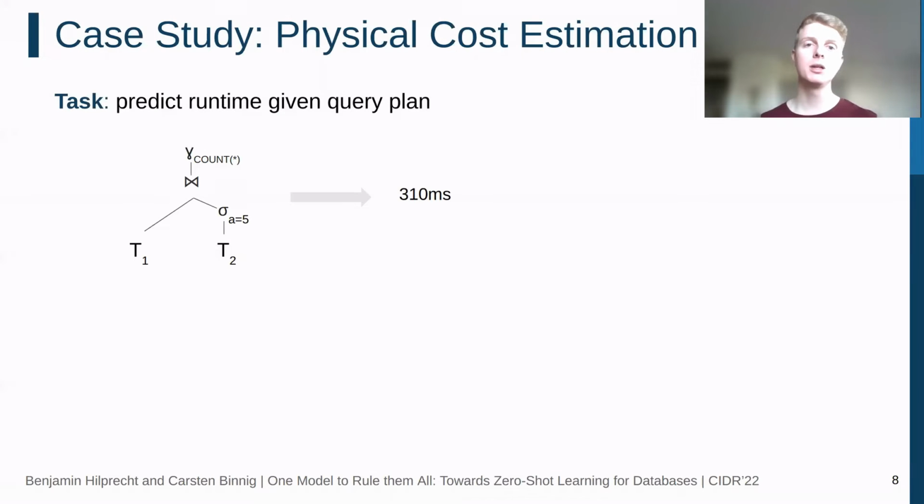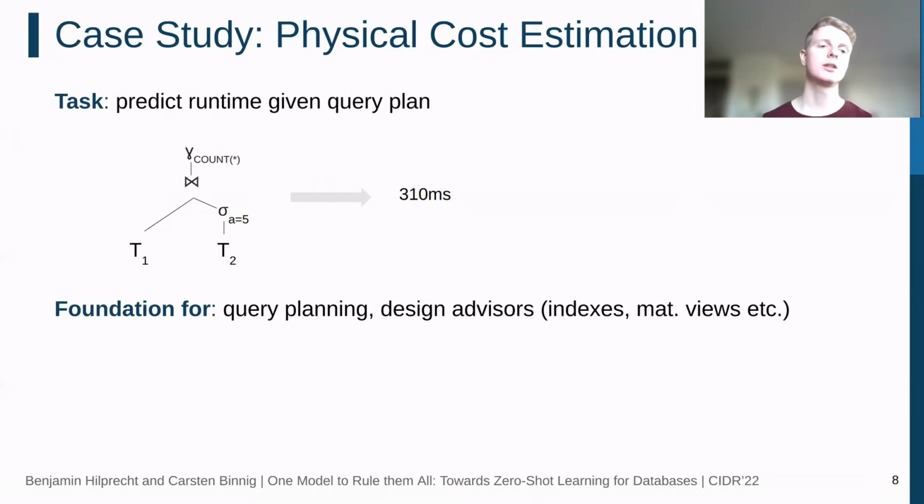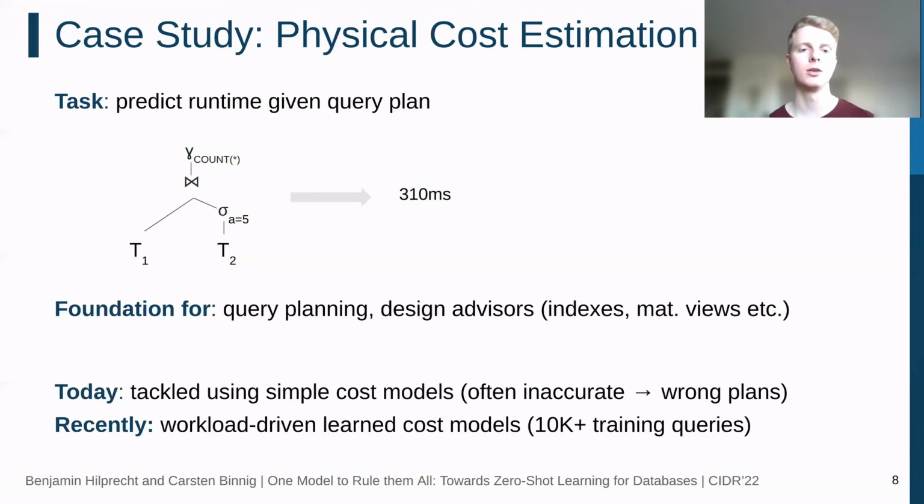To show the feasibility of zero-shot learning, we first look at physical cost estimation. So the task is to predict the runtime given a query plan, in this example, 300 milliseconds given the plan. And this is a crucial task because it's the foundation for picking the correct plans in query planning and also picking the right indexes or materialized views in design advisors. And today this is tackled using simple cost models, which are often inaccurate. And that's why we end up picking wrong plans in practice.